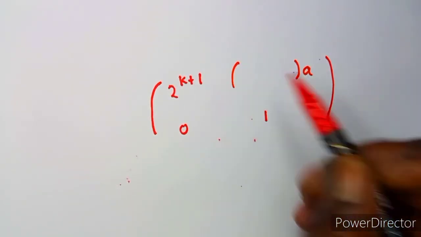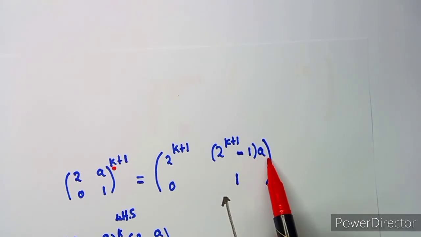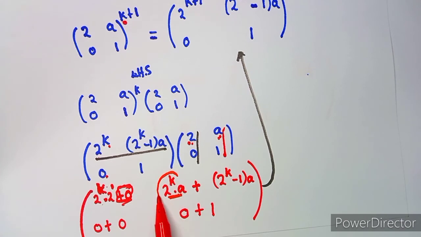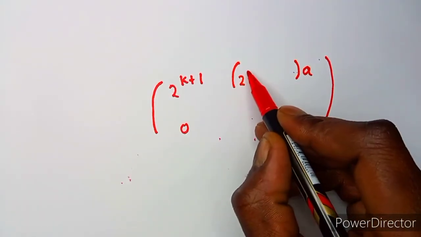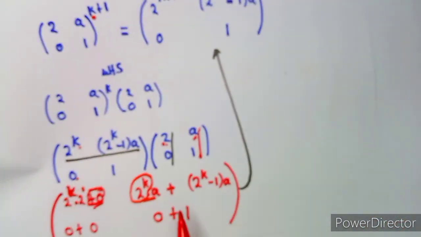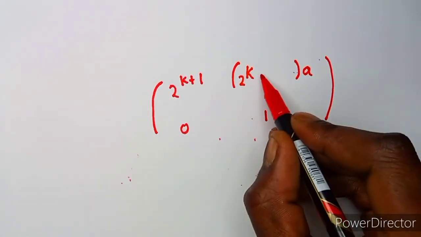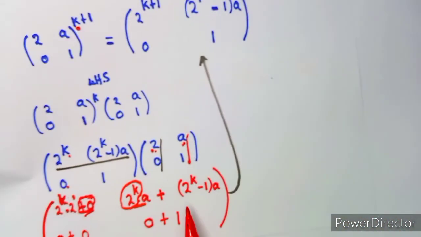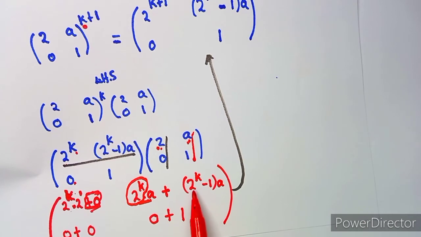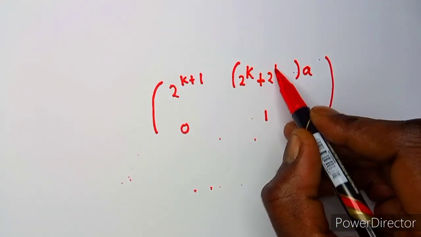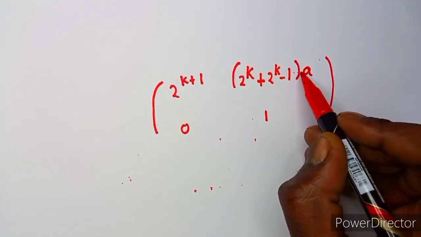So if I factor out a here, I'm going to be left with 2 to the exponent of k, plus, because I'm now at this term, so it's plus here. If I factor out this a, I'm going to be left with 2 to the exponent of k minus 1. So this is going to be 2 to the exponent of k minus 1, like this.